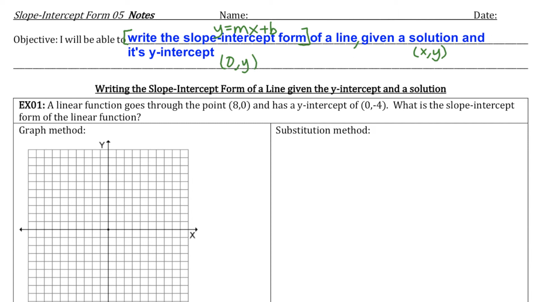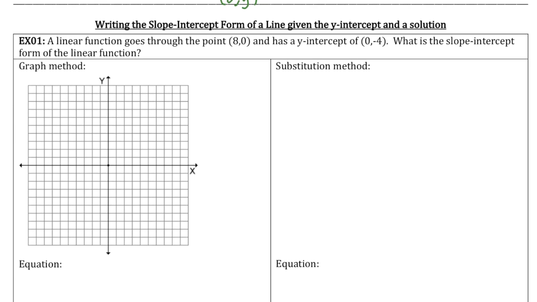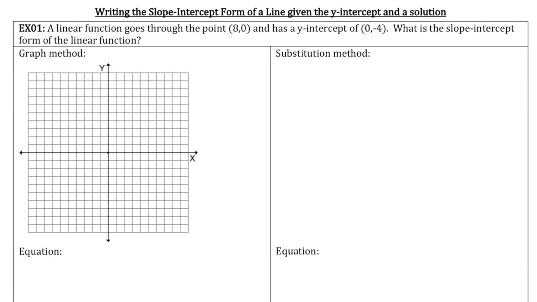All right, so the first example reads, a linear function goes to the point 8, 0, and has a y-intercept of 0, negative 4. What is the slope-intercept form of the linear function? So we know that we are trying to build y equals mx plus b. And we know that we have the y-intercept right here. So we know we have b. We just need to find m.